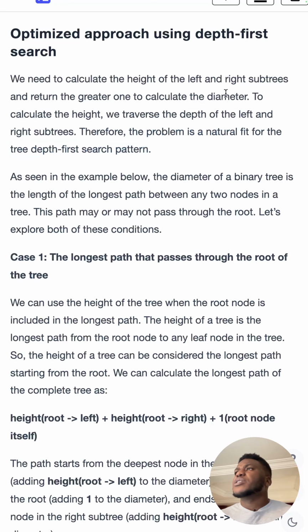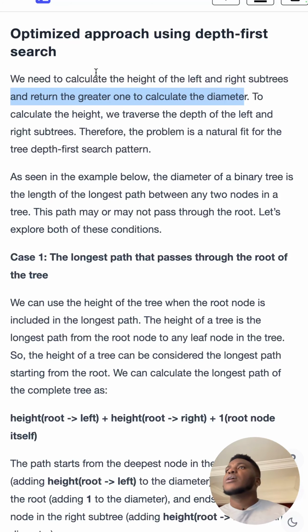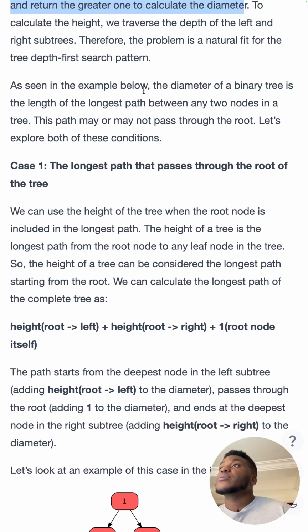Point of correction, I'm going to throw that sentence away. We're not just returning the greater height between the left and right subtrees. That's really not what we're doing, so ignore that completely. But something else they say here is useful.